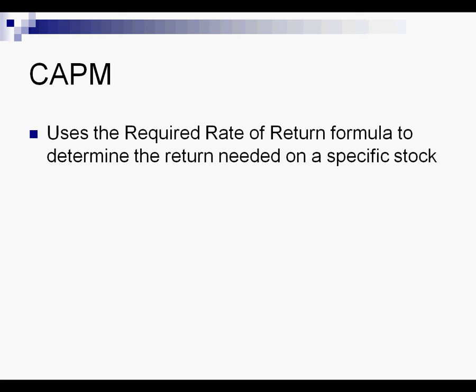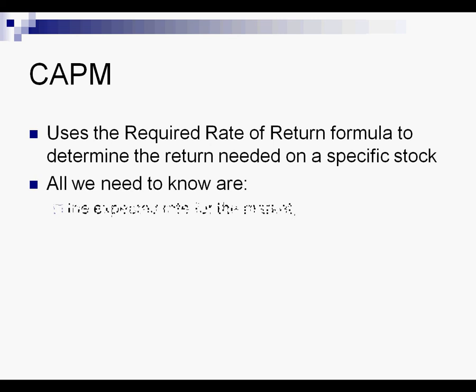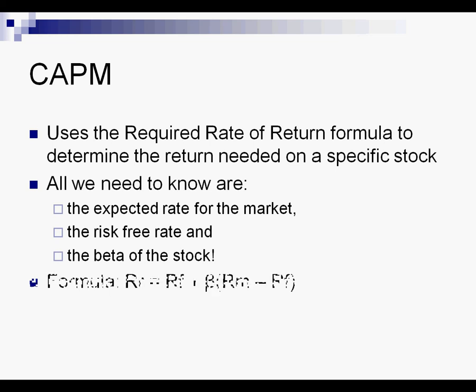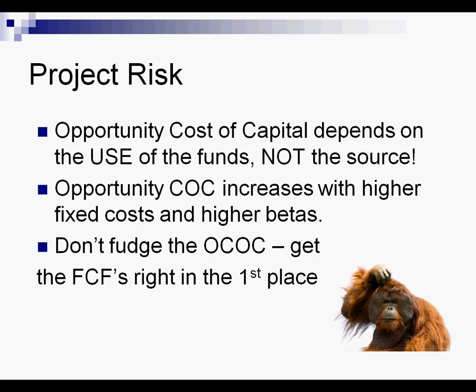But it is essentially the required rate of return is your risk free rate plus your risk premium. In the case of CAPM, which is the capital asset pricing model, you use the required rate of return formula to determine the return needed on any specific stock. What you need to know are three things: the expected rate of return for the market, the risk-free rate, and your beta. And here is your formula: the required rate of return equals the risk-free rate plus the beta for your stock times the market rate minus the risk-free rate. And we'll be calculating that in class.